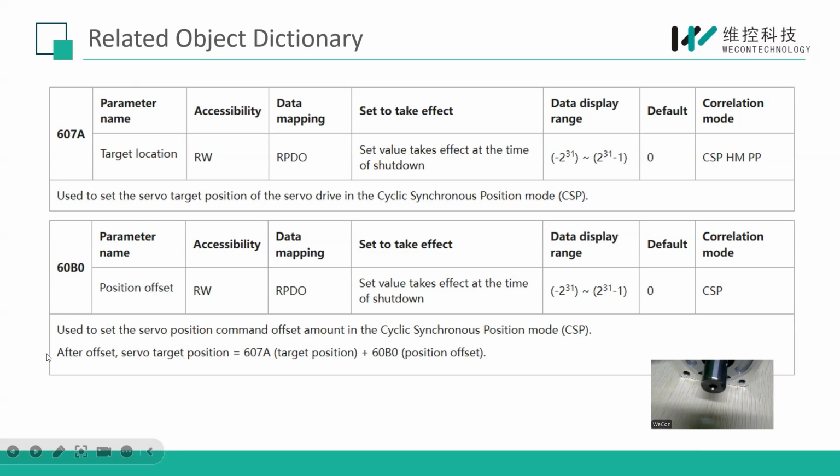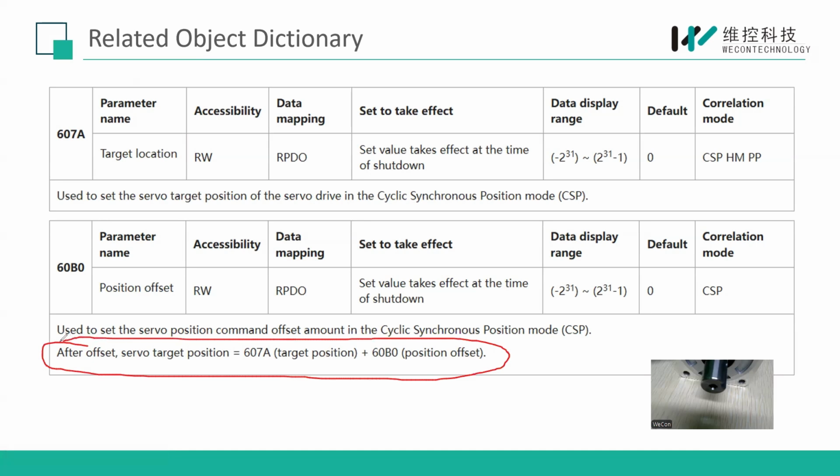Here is a formula. The servo target position will be the target position plus this offset. If you set this offset at 0, then for example, if the PLC sends target 10 to the driver, the driver will go to position 10. And normally we don't set this offset. We just keep it at the default value 0.